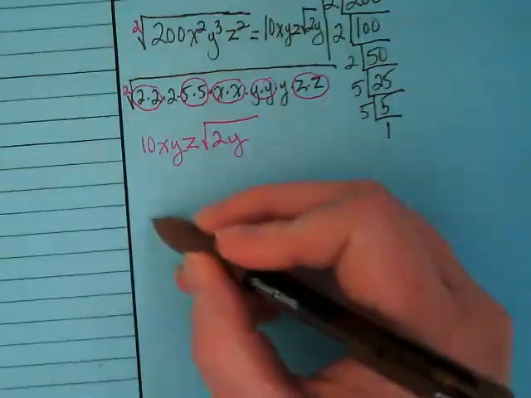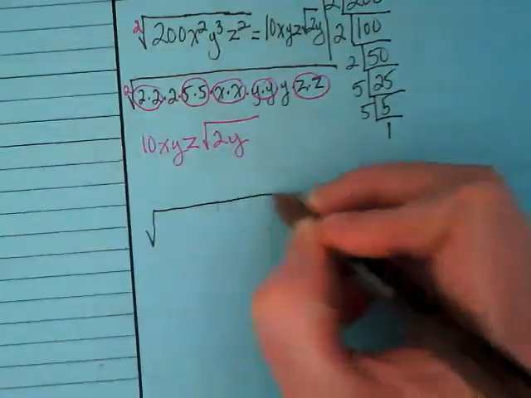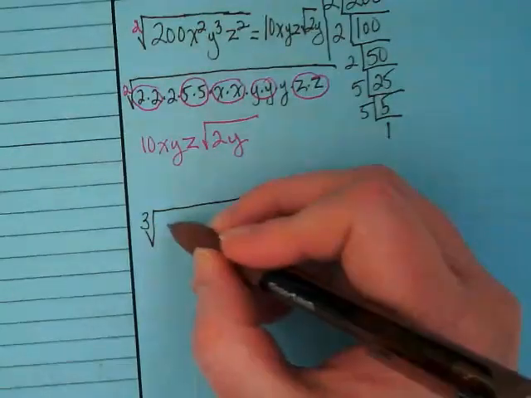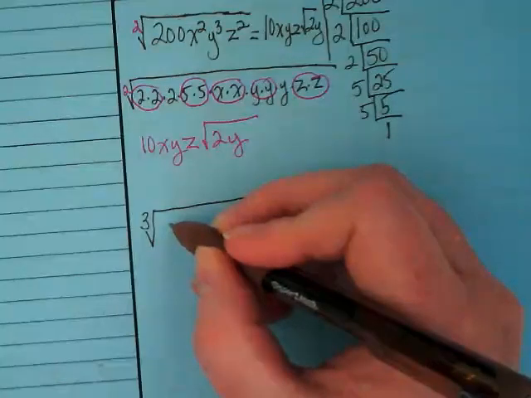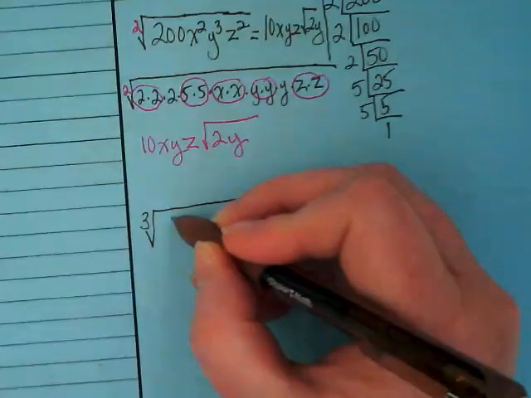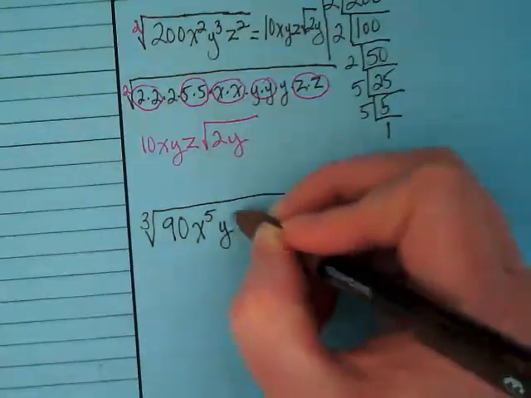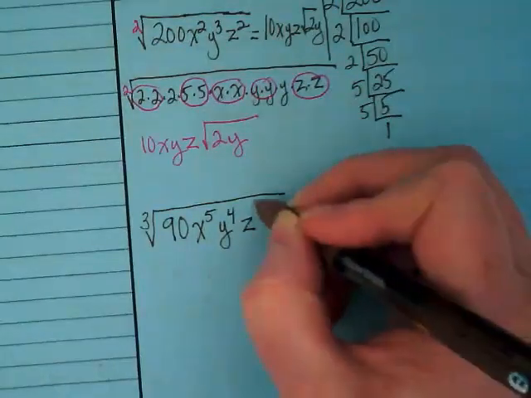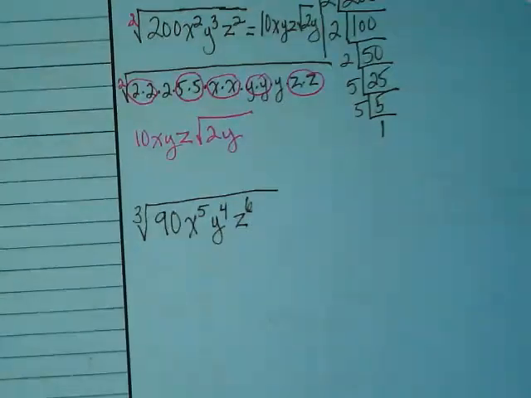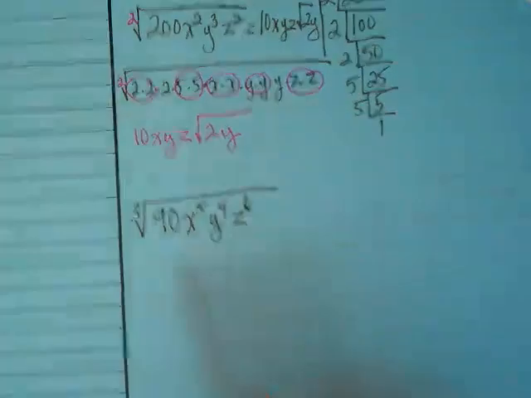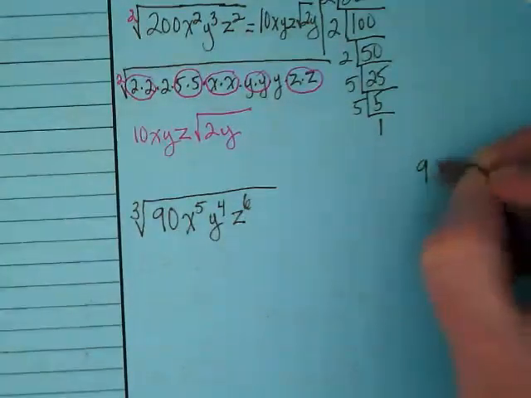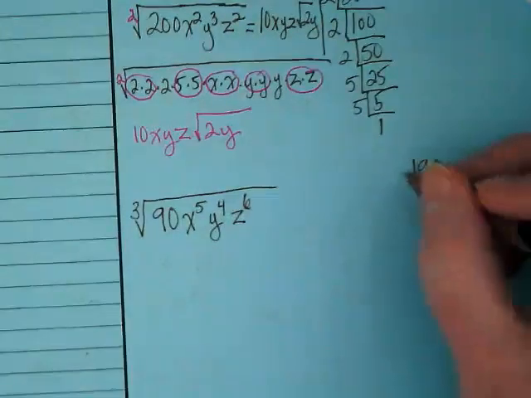Let's say... Okay, so our index is 3. That's going to be important later, but the first thing we have to do is find the prime factorization of 90. So off to the side, find the prime factorization of 90.